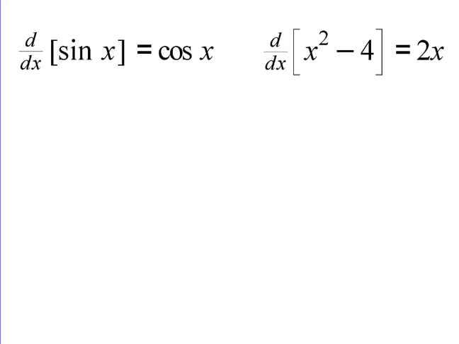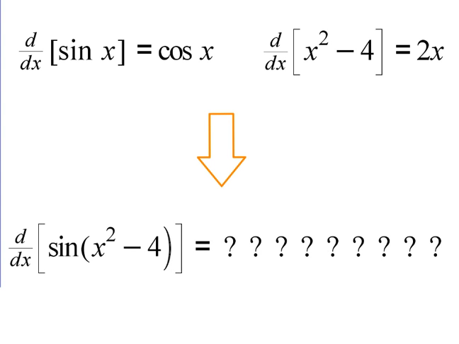So let's take a look at a couple of these functions here. I've got two functions, sine of x and x squared minus 4, and we can take the derivative of both. We know that the derivative of sine of x with respect to x is simply cosine of x, and the derivative of x squared minus 4 with respect to x is 2x. But what about the derivative of sine of the quantity x squared minus 4?